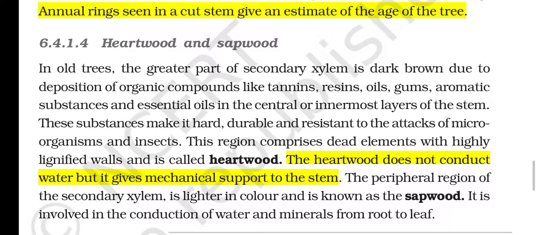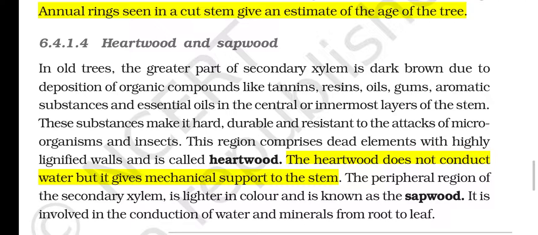6.4.1.4 Heartwood and sapwood. In old trees, the greater part of secondary xylem is dark brown due to deposition of organic compounds like tannins, resins, oils, gums, aromatic substances, and essential oils in the central or innermost layers of the stem. These substances make it hard, durable, and resistant to the attacks of microorganisms and insects. This region comprises dead elements with highly lignified walls and is called heartwood.